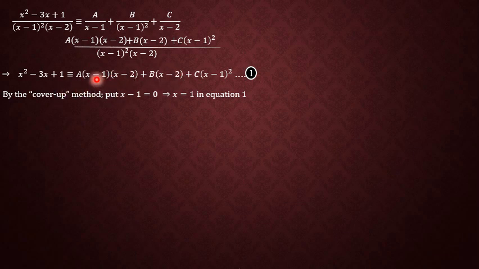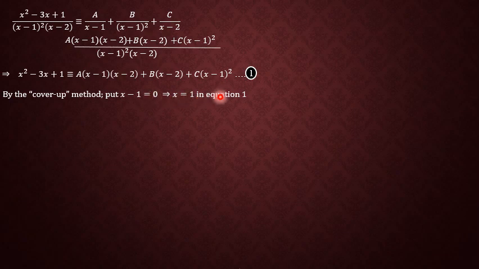I can put x minus 1 and then x minus 2. Now, if there was x minus 3 also, I can also put x minus 3. So by the cover-up method, I put x minus 1 equal to 0, which implies x equals 1.